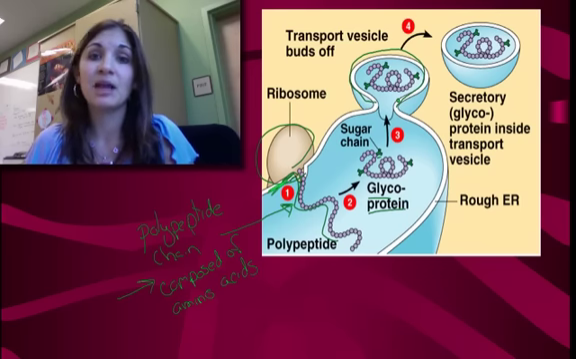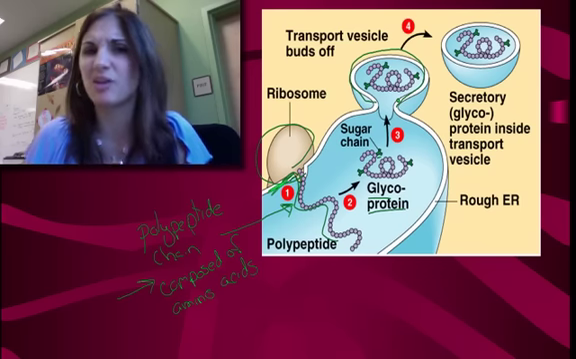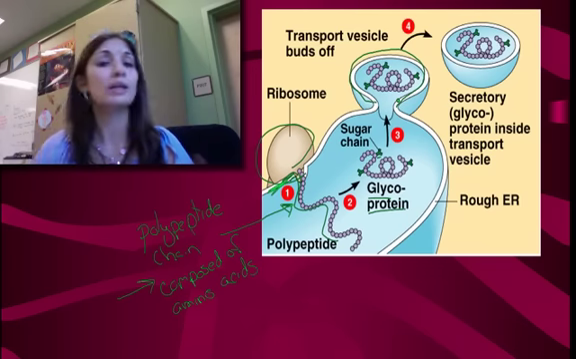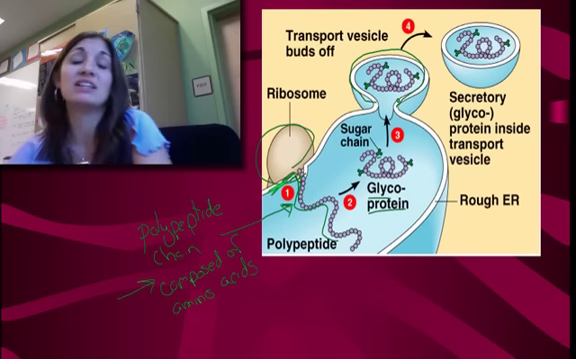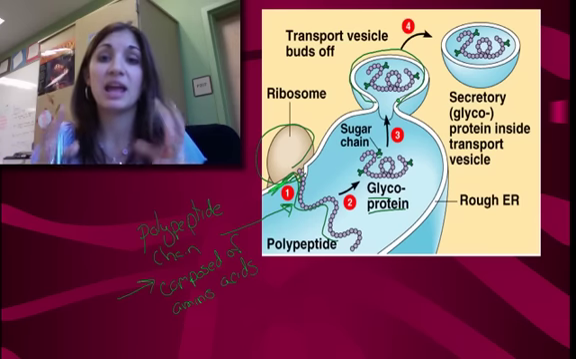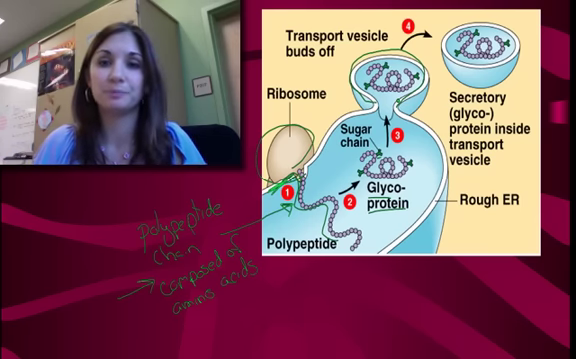out of the cell. Now, we're simplifying this a little bit, right? All of these things aren't just floating willy-nilly in the cell. There's all sorts of highways and byways and things that are actually directing the transport of these different molecules and these different vesicles to where they need to go.